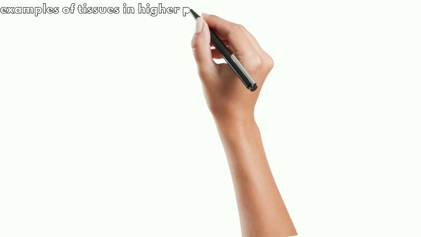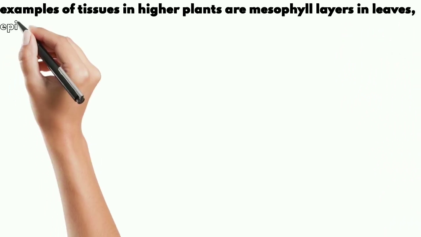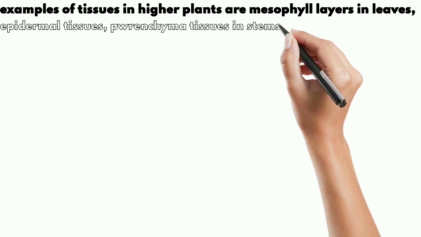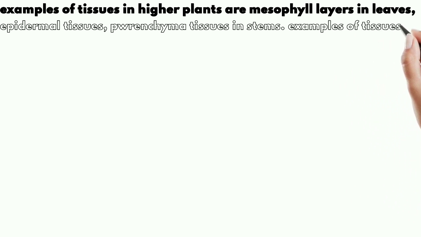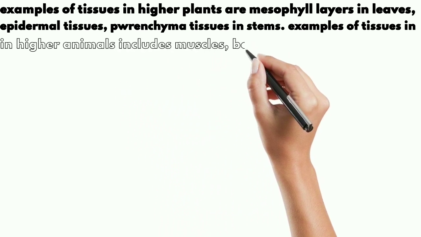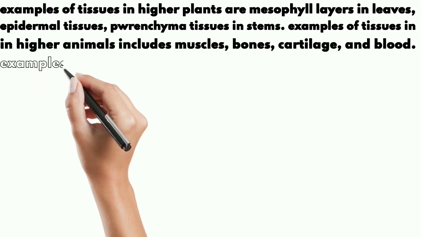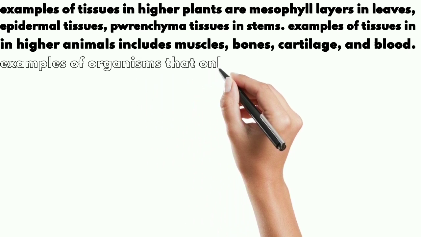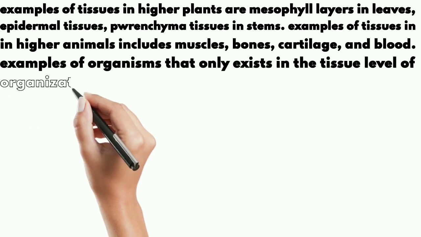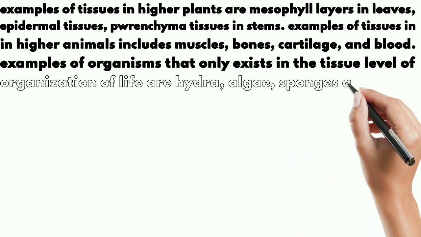Examples of tissues in higher plants are the mesophyll layers in the leaves, the epidermal tissue, and the parenchymal tissues in stems, and examples of tissues in higher animals include muscles, bones, cartilage, and blood. Examples of organisms that only exist in the tissue level of organization of life are the hydra, alga, sponge, and fungi.